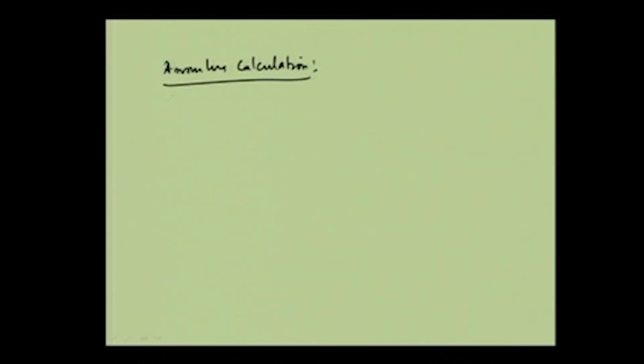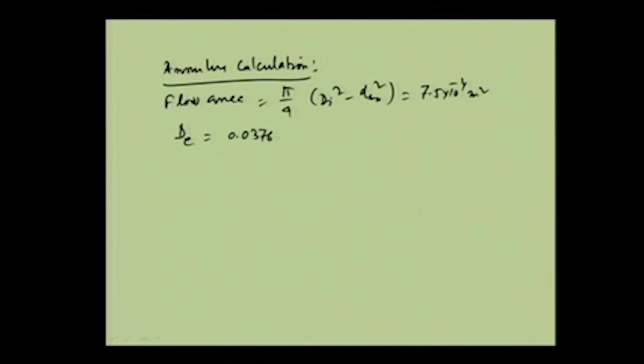Annulus calculation says that flow area is equal to pi by 4 into, as I have said, dTi minus dTo square, and that is equal to 7.5 into 10 to the power minus 4 meter square, and then equivalent diameter is equal to 4 times flow area by the wetted perimeter. So it is becoming 0.0376 meter, and then mass velocity is coming as 296 kg per meter square per second.